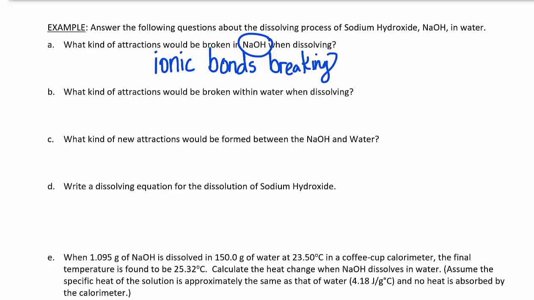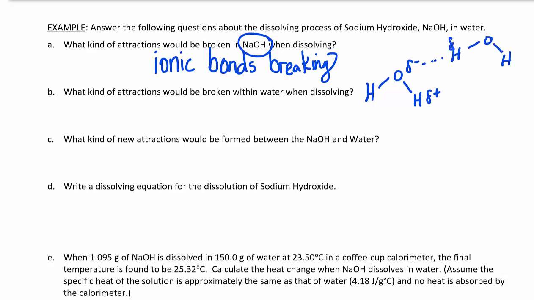What kind of attractions would be broken within water when dissolving? So we have some water molecules. This is a covalent compound, and it's a polar covalent. There's a partial negative here and a partial positive on your hydrogens. So the kind of attractions that would be broken here are your intermolecular forces.